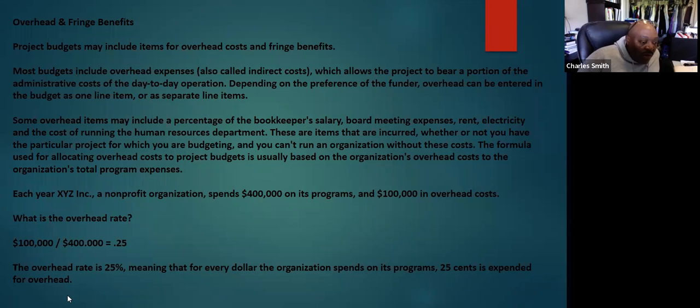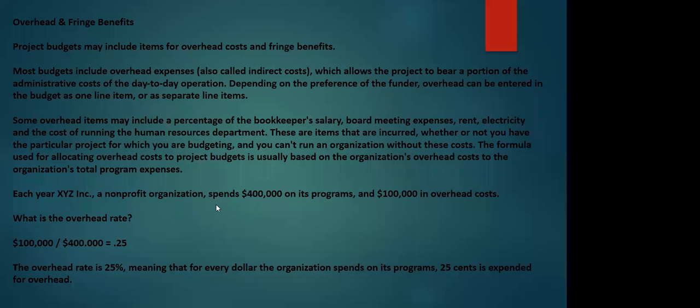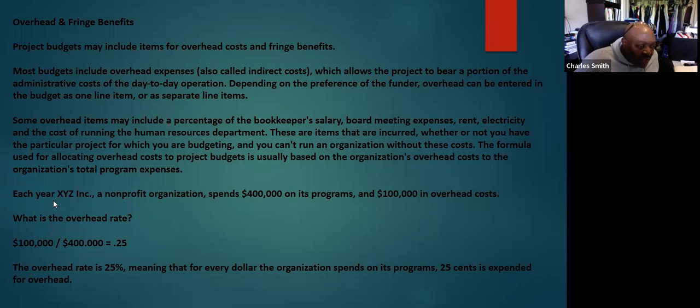The overhead rate is 25%, meaning that for every dollar the organization spends on its program, 25 cents is expended for overhead. Okay. So see how they figured it out. Let me read this right here. Each year, XYZ Inc., a nonprofit organization, spends $400,000 on its programs and $100,000 in overhead costs. What is the overhead rate? $100,000 per $400,000 is 0.25.